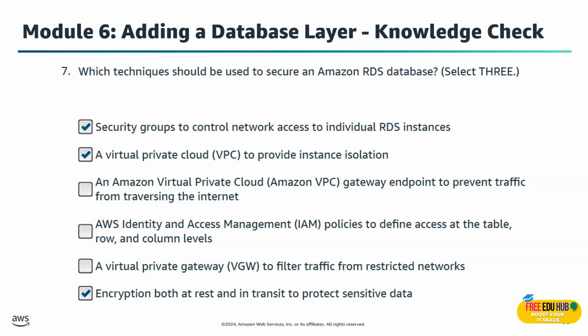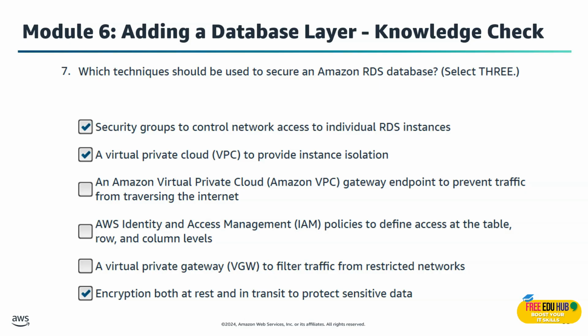Question number 7 says, which technique should be used to secure an Amazon RDS database? So there are 3 options in this one. The first option is security groups to control network access to individual RDS instances, locking down who can connect at the network layer. Then the second right option is a virtual private cloud to provide instance isolation: place the database in a private subnet and control the routing. And then the last option is encryption both at rest and in transit to protect sensitive data. The reason is to enable storage level encryption and enforce TLS for connections.